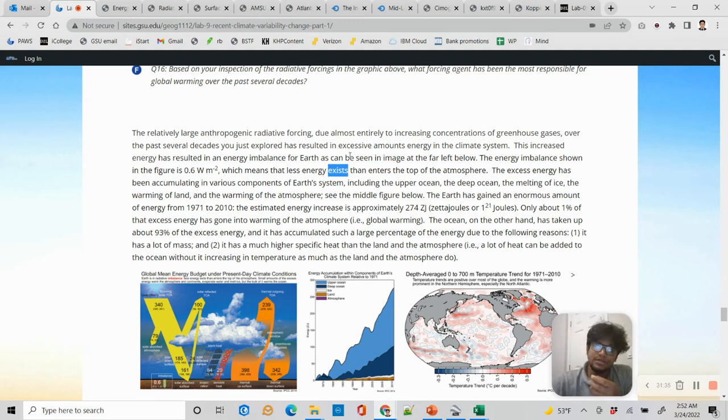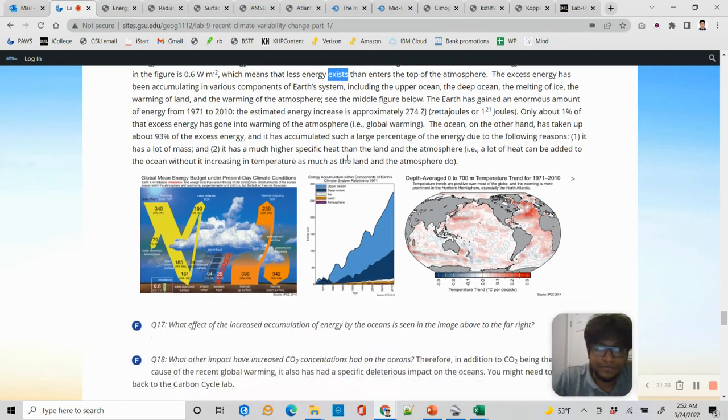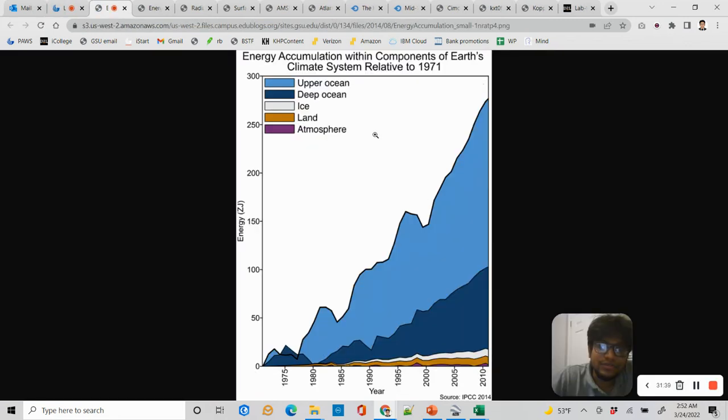As a result, we can see the global warming. Then if we go to the next one, you can see energy accumulation in the components of Earth's climate system relative to 1971. Compared to that, if you look at the temperature change energy, you can see the land actually absorbed pretty much similar energy over these 30, 40 years. Then the atmosphere also absorbs similar types of energy. The white means the ice absorbs similar types of energy.